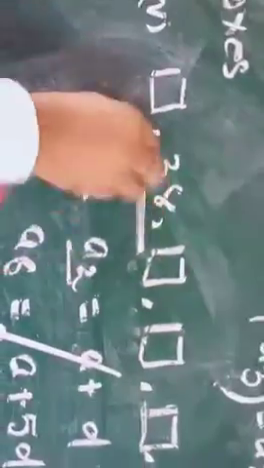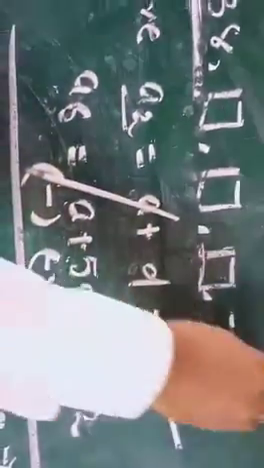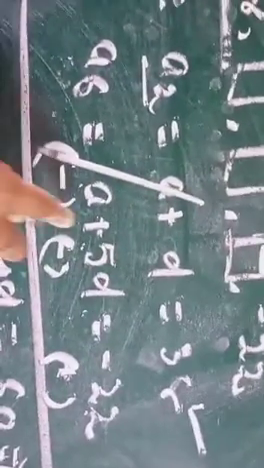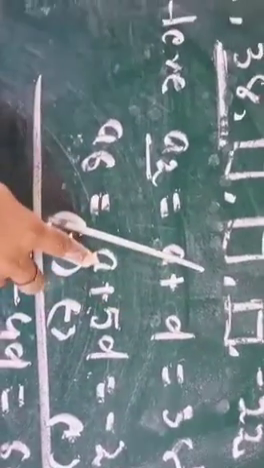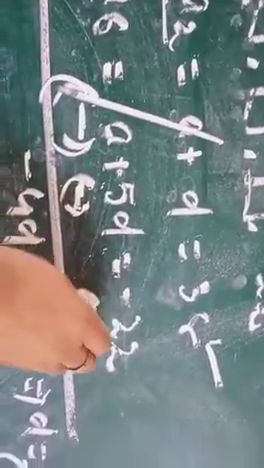A2 is equal to the second term, A plus D. 1, 2, 3, 4, 5, 6. The sixth term, A6. So A plus 5D is equal to minus 22. Now you see these two equations. You subtract equation 2 from equation 1. So this is plus, this sign will be minus. This is plus and minus. This is minus, sign will be plus.